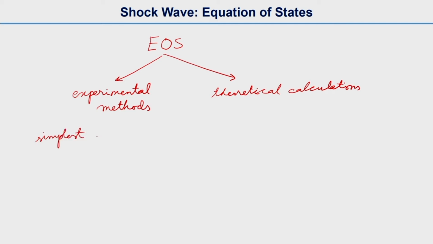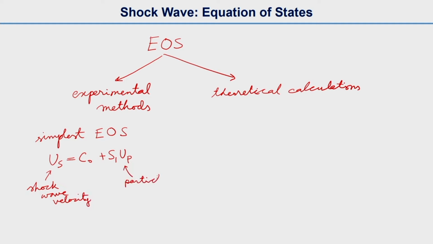The simplest form of the equation of state is the linear relation Us equals C naught plus S1 Up. Us is the shock wave velocity that we already discussed, and Up is the particle velocity. So this is the simplest one.